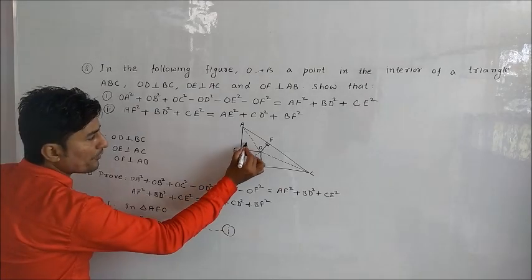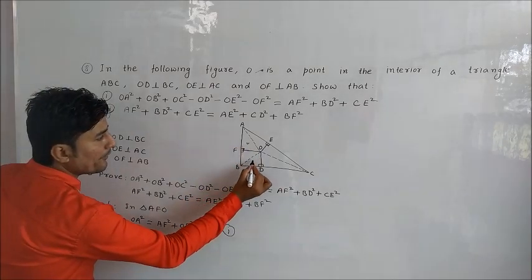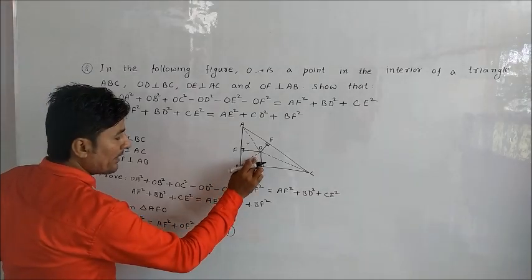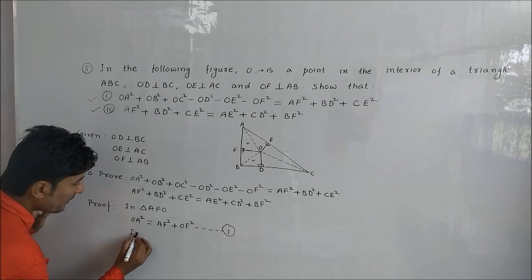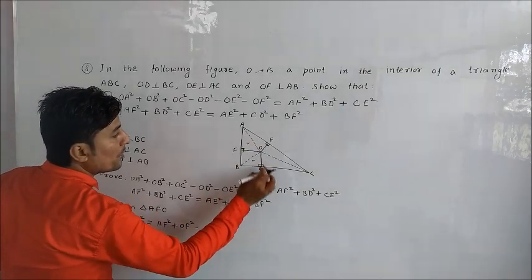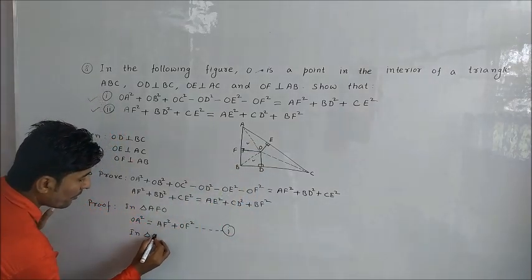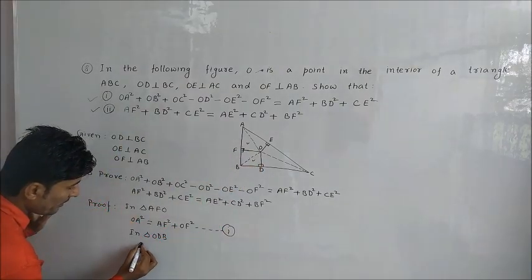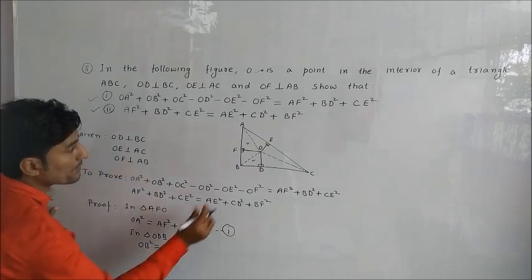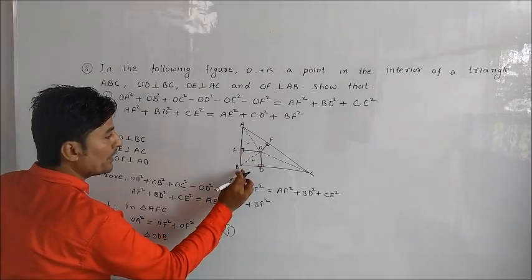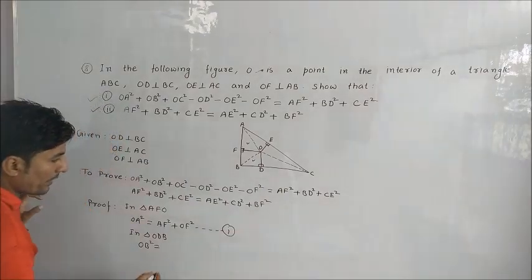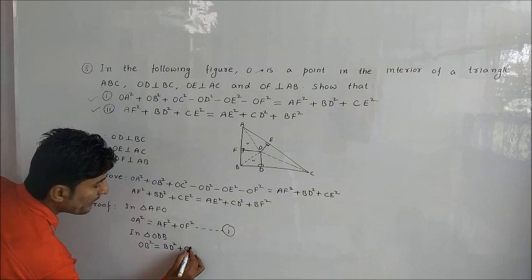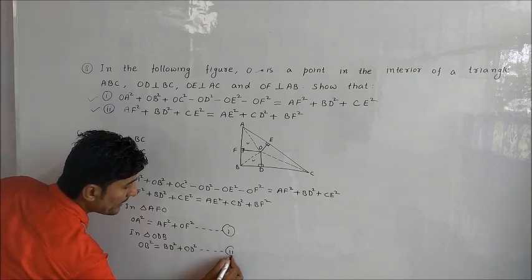After that, first of all I have considered this triangle, then we have to consider this triangle. In triangle ODB, OB square is equal to BD square plus OD square. This can be taken as equation number 2.